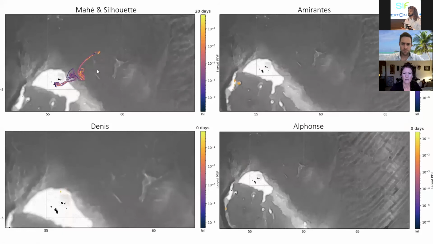And here we're looking at the granitic Seychelles and also the Amirantes and Alphonse. And as you can see, all of these reefs don't travel to any other major island group.